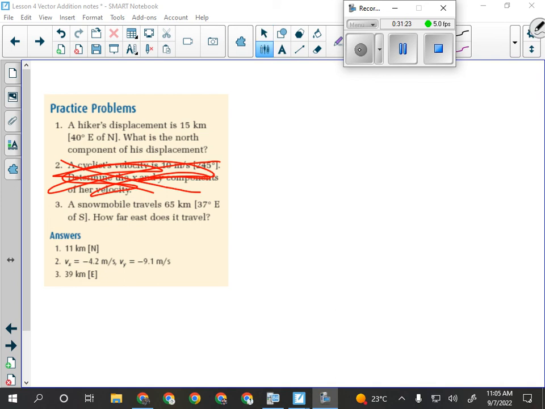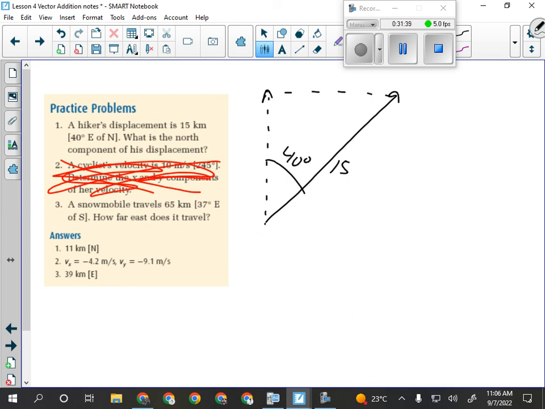Okay, I've got a displacement vector that's 15 kilometers, 40 degrees east of north. So my reference line goes north. I go 40 degrees east of that, like so, there's my 40 degrees. Here's my 15 kilometers. This would be the north or y component. This would be the east or x component. They want the north. So is north adjacent or opposite? Adjacent. So to get y, I'm going to go cos of 40 times 15, and when I do that, I should get 11 kilometers.